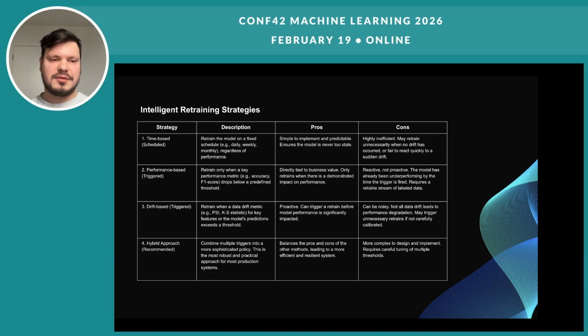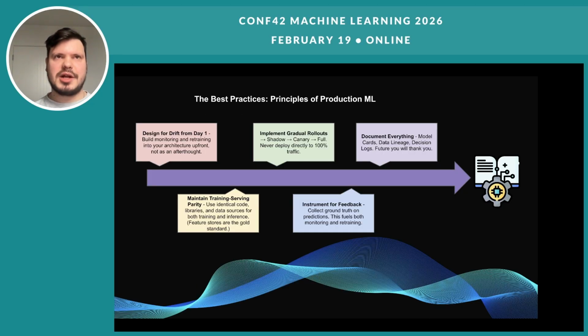So instead, we can use a hybrid approach, and it's the recommended approach. It's basically a combination of multiple triggers into a more sophisticated policy. It's a more robust and practical approach, and it balances the pros and cons of the other methods. But unfortunately, it's also more complex to design and implement, and it requires a lot of adjusting of the multiple thresholds.